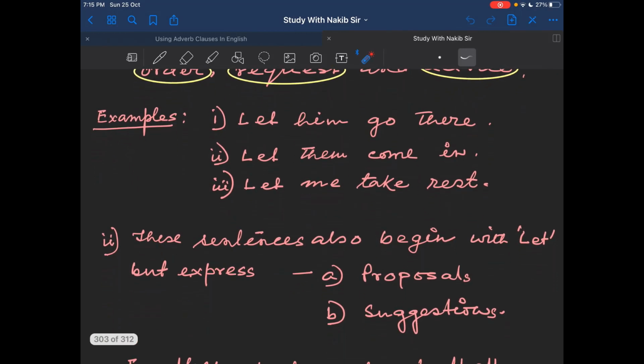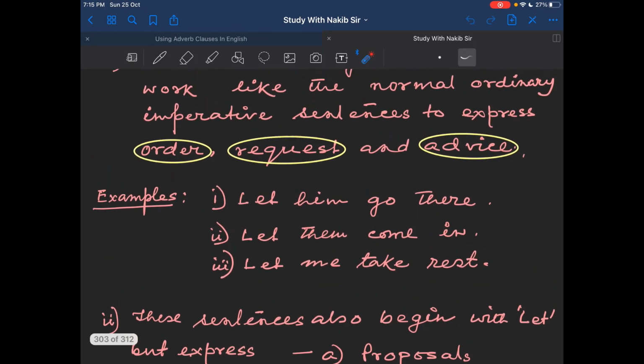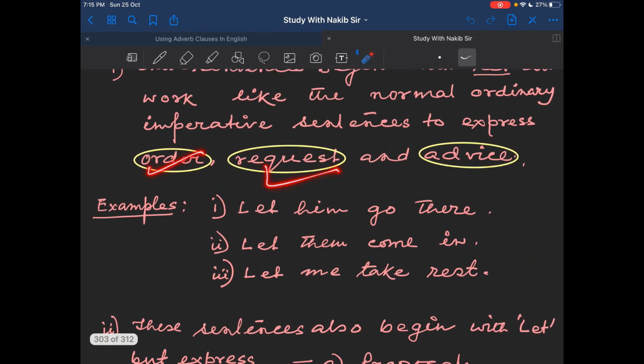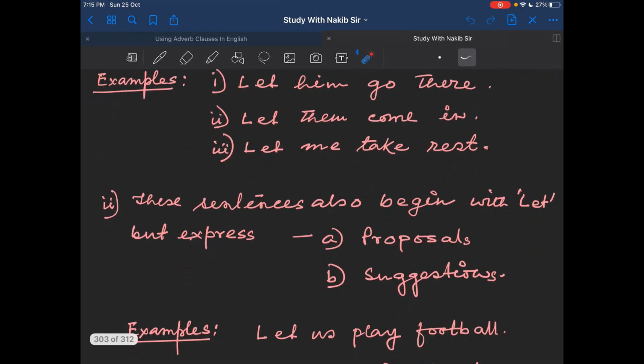Okay. And class 2, these sentences also begin with let but express proposal or suggestion. So sentences with let are two types. Number 1, sentences with let but working like the ordinary simple imperative sentences to express order, request and advice. And number 2, that means class 2, the sentences that begin with let but express proposal or suggestion.